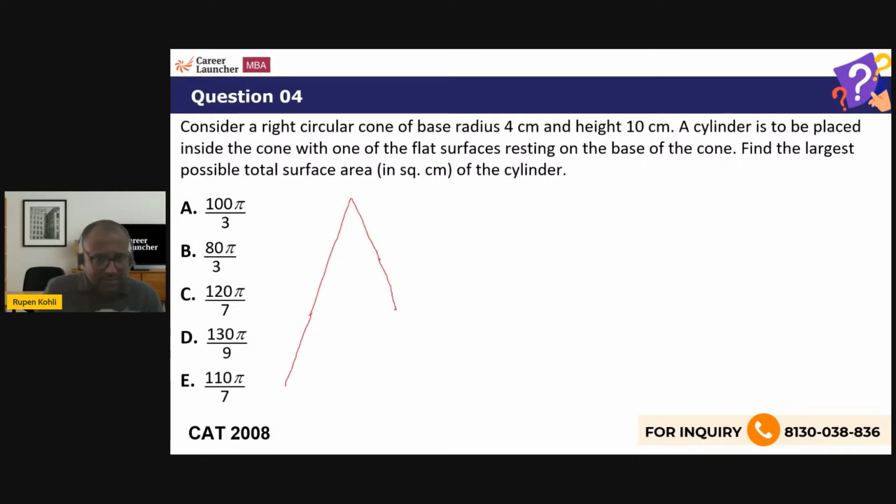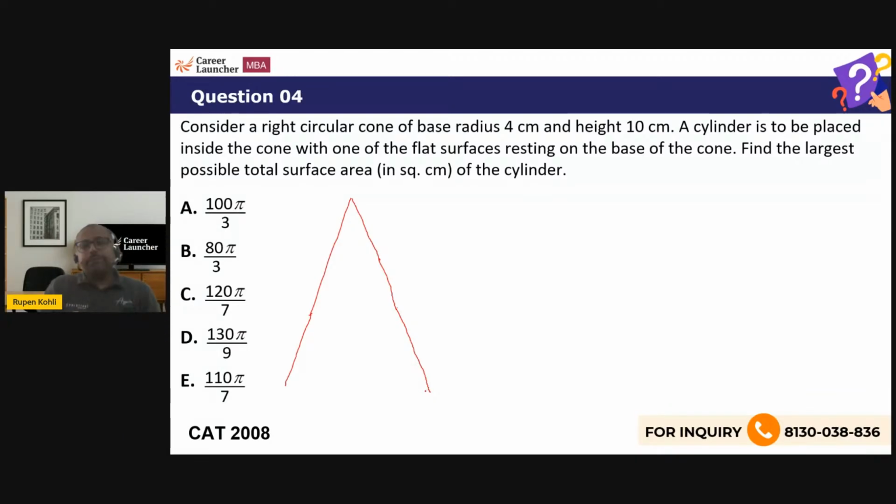So there is an inscribed cylinder. I mean, it's not a 2D shape, but basically the idea is a cylinder is placed with one of the flat surfaces resting. Find the largest possible total surface area. Obviously, if I have to maximize the total surface area of the cylinder, it will be touching the cone from inside, so that it is the largest possible solid itself.